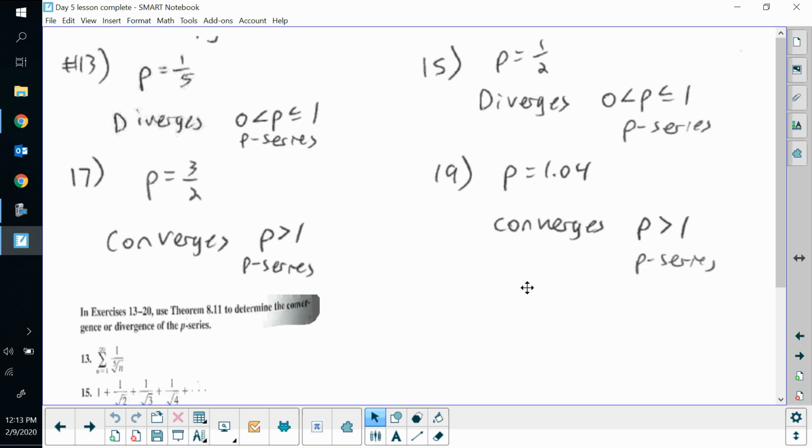You were just looking at the exponent. They were all p-series. If your p-value is greater than 0 but less than or equal to 1, that was a diverge. Anything bigger than 1 was a converge. Okay, so I'm going to switch.